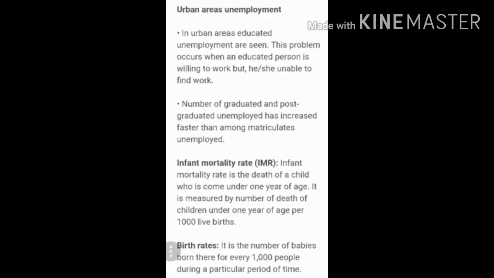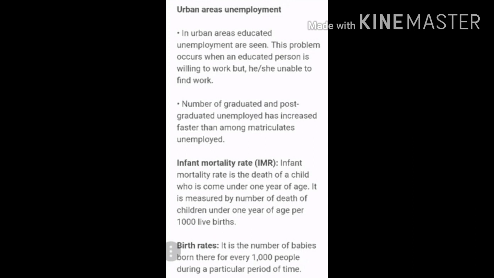The second type of unemployment is related to urban areas. Hence we call it urban unemployment. Now, just as in rural areas, urban areas also have a situation of unemployment. In urban areas, educated unemployment is seen. This problem occurs when an educated person is willing to work but is unable to find work. Graduate and postgraduate unemployment has increased faster than among matriculate unemployed.